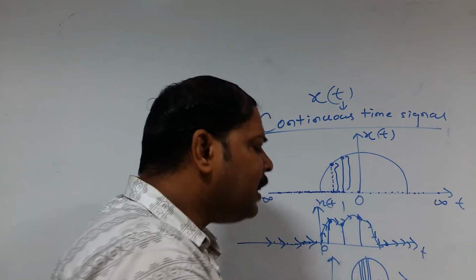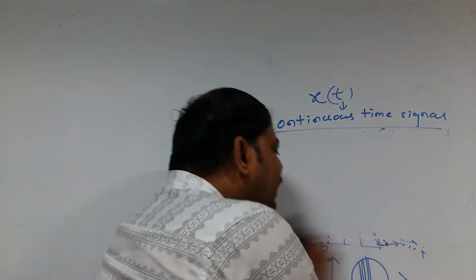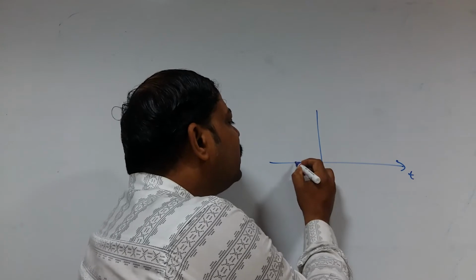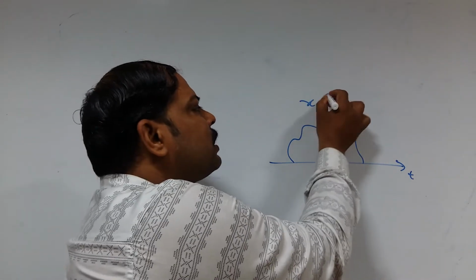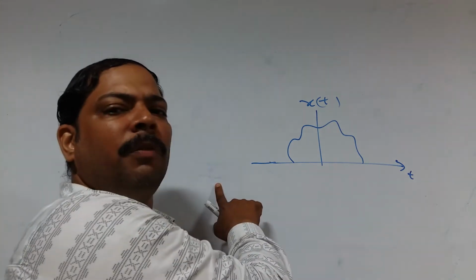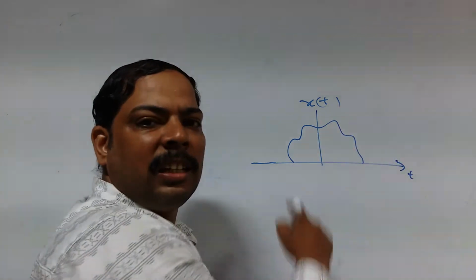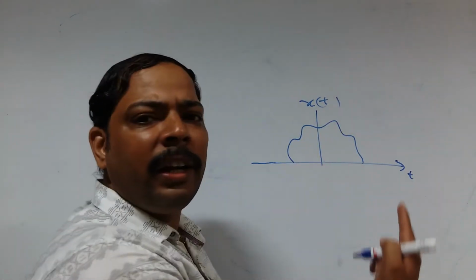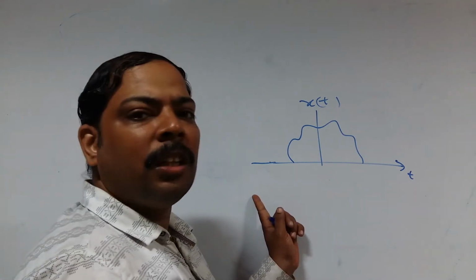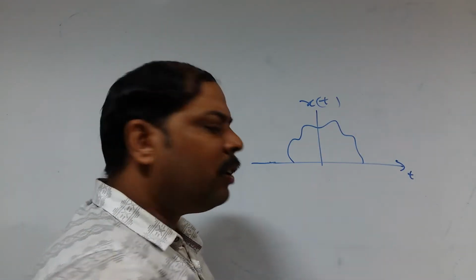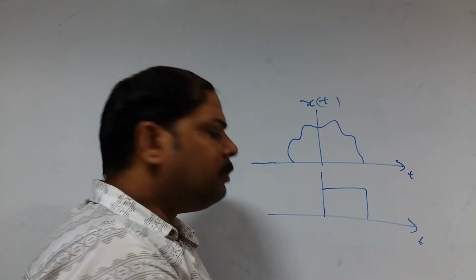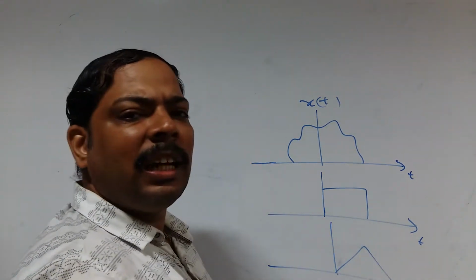Now I can draw many signals, and you can say that this signal is a continuous time signal and this signal is not a continuous time signal. Let us consider this particular signal. This is a continuous time signal, because at every time from minus infinity to plus infinity the signal value exists. The signal is defined at each and every time, so it is a continuous time signal. Similarly, whatever the plot you have, this signal is a continuous time signal.